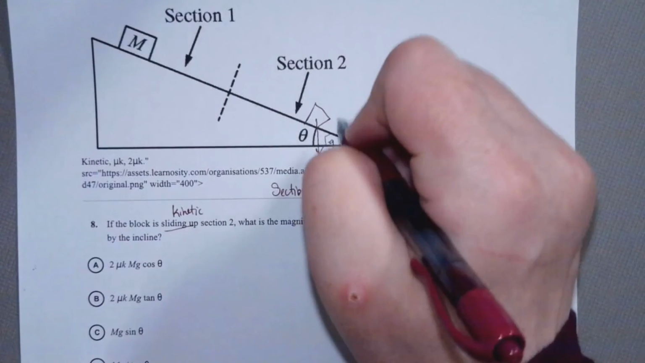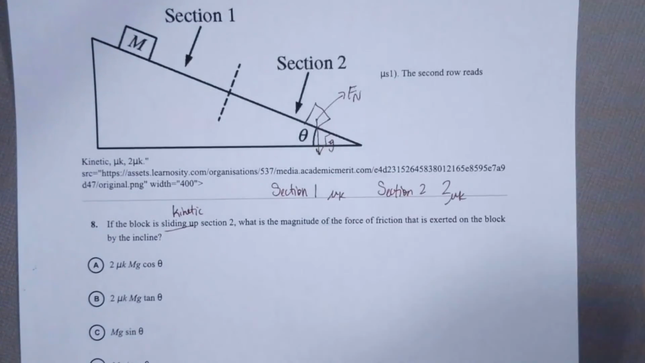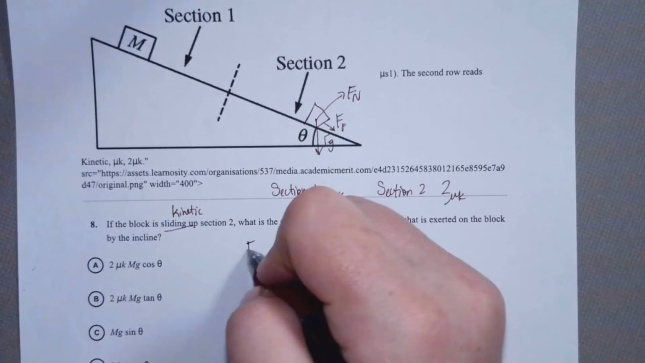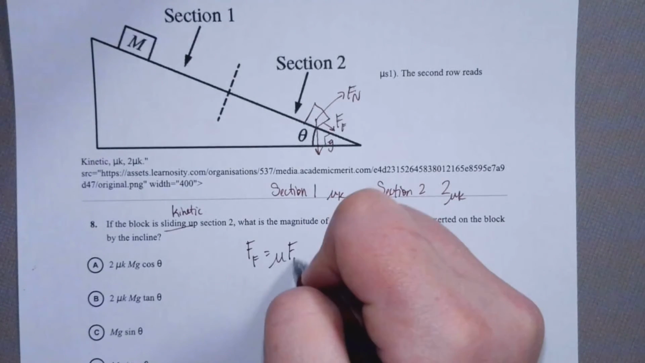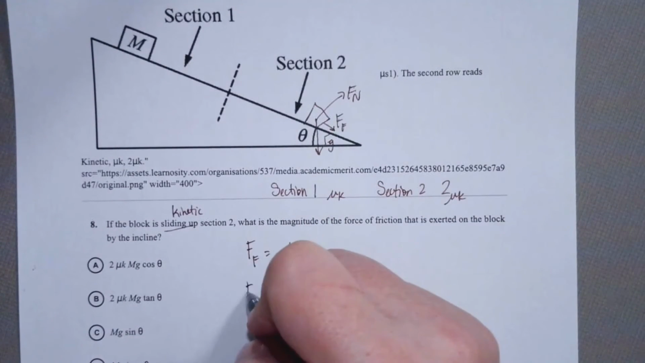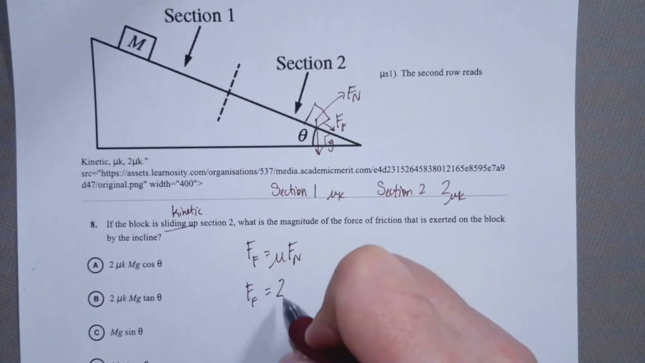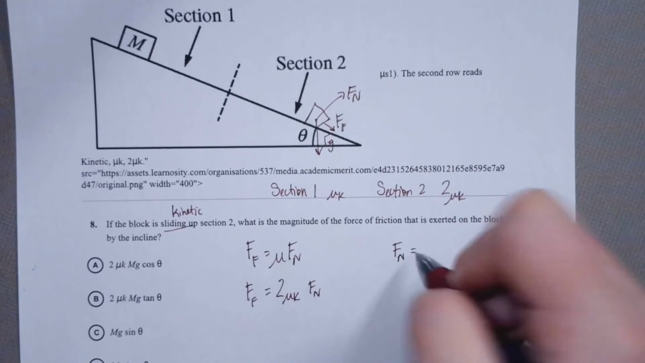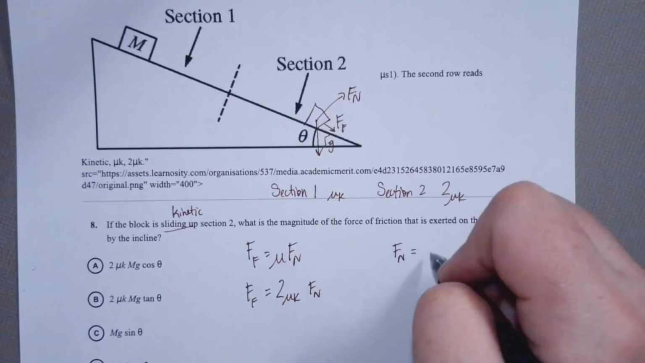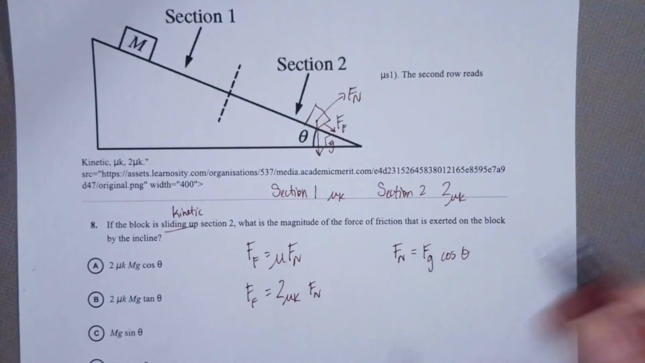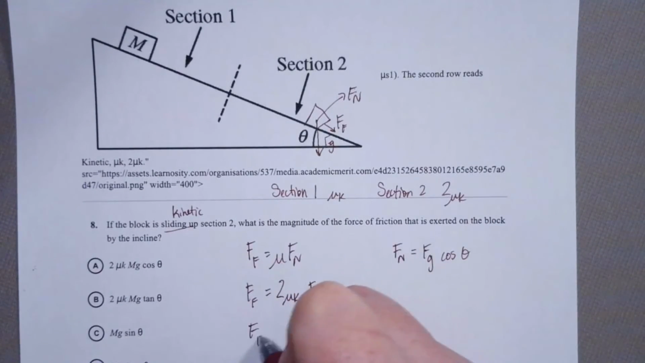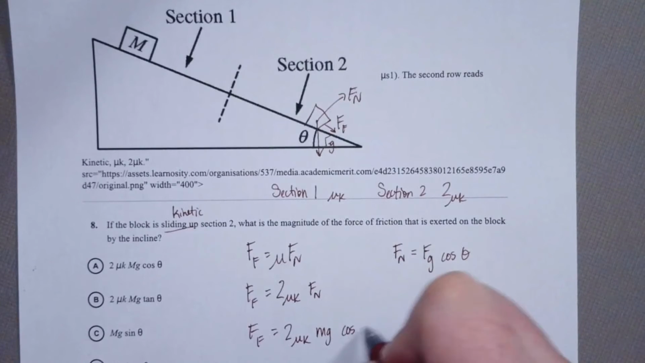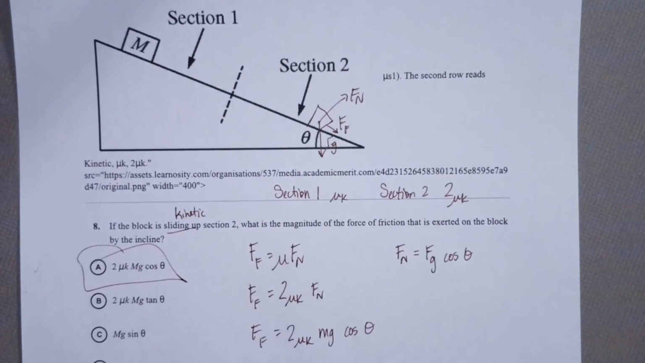This is Fg, Fn, it's sliding up, F friction. Okay, so again, we know the force of friction is equal to mu times the normal force. We know the force of friction is equal to 2 mu k normal force. Normal force is equal to Fg cosine theta, which means that the force of friction is equal to 2 mu k mg cosine theta, which is A.